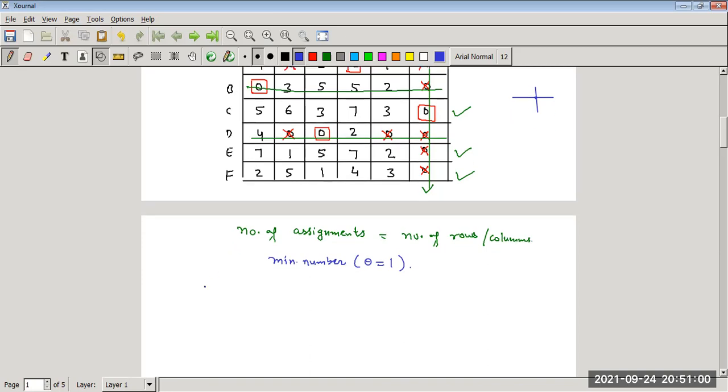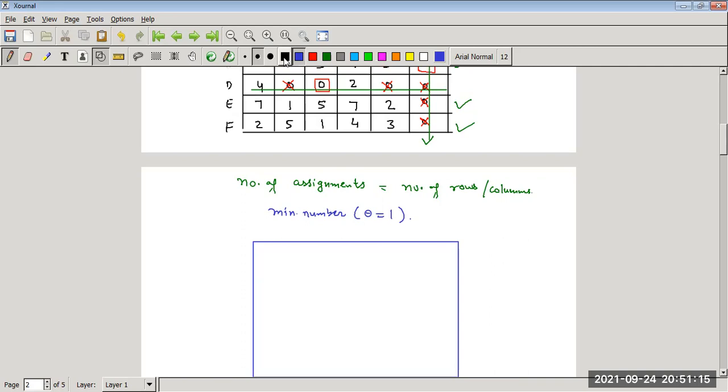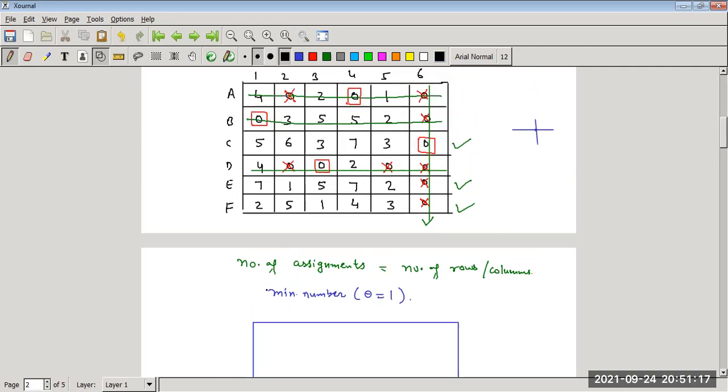Now we change the cost matrix. The new matrix is: 4 remains 4, 0 remains 0 because one line is passing through it. 0 2 remain 2, 0 remains 0, 1 remains 1. Now this 0 becomes 1 because two lines are passing through it.